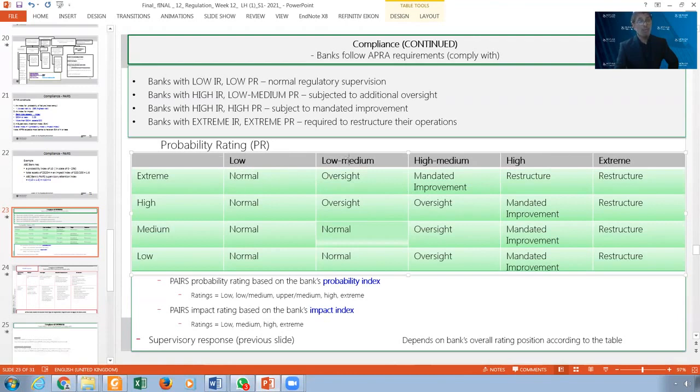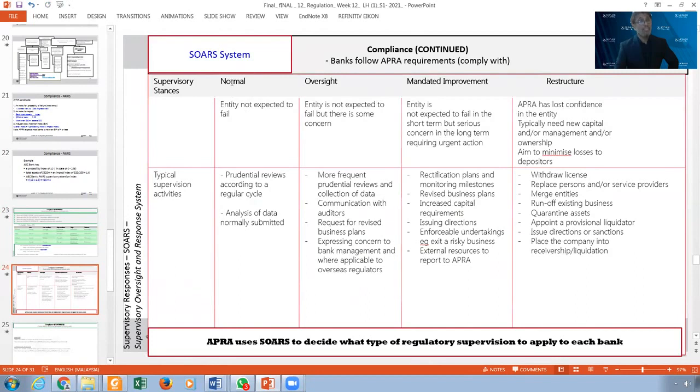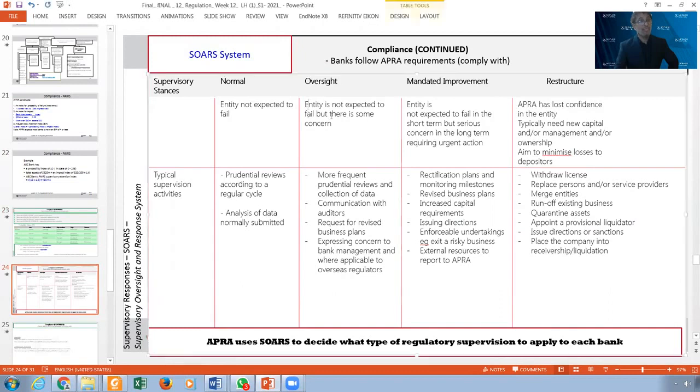Maybe you are a bank who has low medium risk and you are high size, then the policy is oversight. The question is, what does oversight mean? This is the pairs, this is the source. So the source will tell you if it is oversight. Identity is not expected to fail, but there is some concern. So what to do? Very transparent, more frequent prudential review and collection of data, communication with auditors, request or revise business plans, expressing concerns, and you can continue like this.